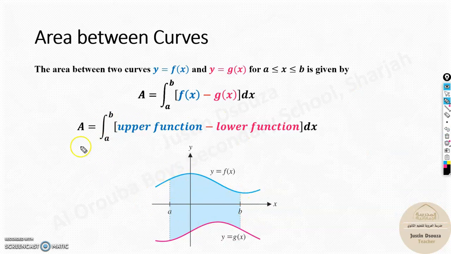When you find the definite integral of this function, you get the entire area in this region. But when you subtract the lower function, you will get the remaining area, whatever is required. So the formula is very, very simple. Integral a to b, upper function minus the lower function. So this will be the formula.